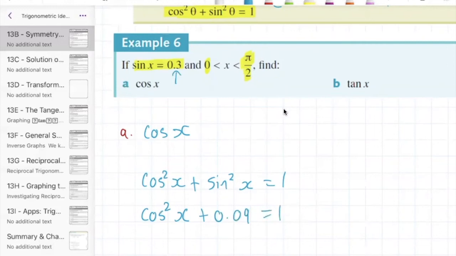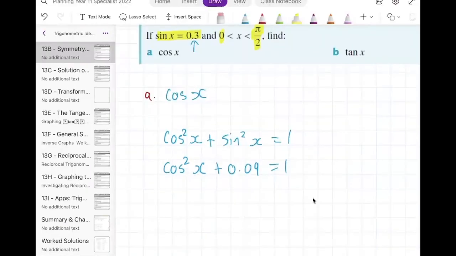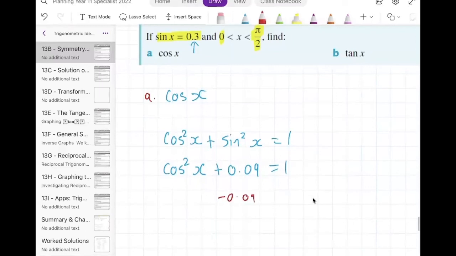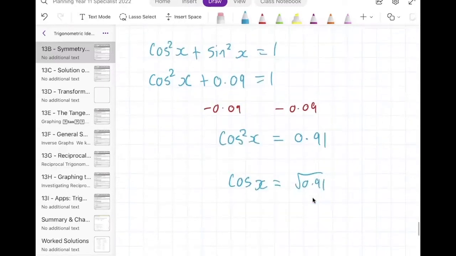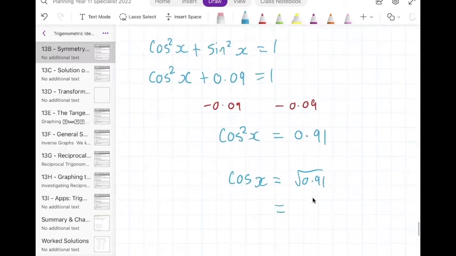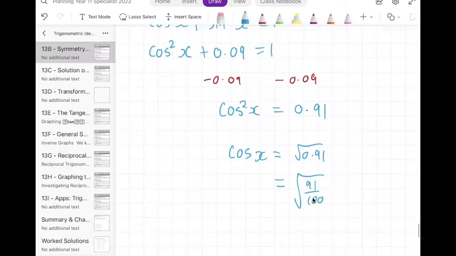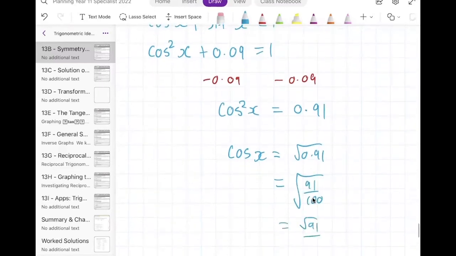So you can see now I can do some rearranging of my equations and I can wind up with some kind of neat results. So I can now subtract 0.09 off each side, and that's going to give me cos squared x equals 0.91. Square rooting both sides gives cos x equals the square root of 0.91. If it's tech-free, we can rewrite 0.91 as being the square root of 91 over 100. Square the top, square the bottom. That gives root 91 over 10.